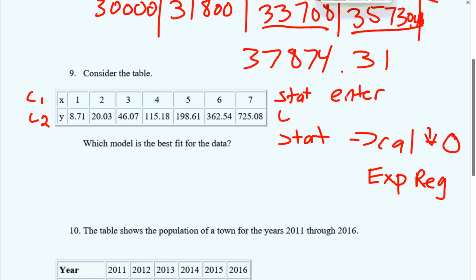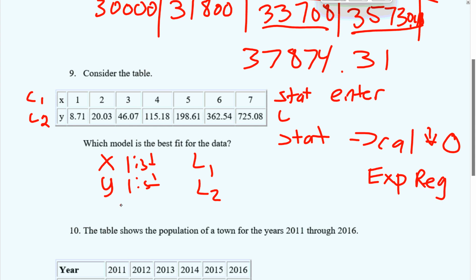And we're going to make sure our X list says L1. If it doesn't say L1, you can just hit second 1. And then Y list is L2, so I'm going to hit second L2. I don't care about frequency. Who cares about stored regression right now? And then go to calculate and hit enter, and it will calculate what your equation is.